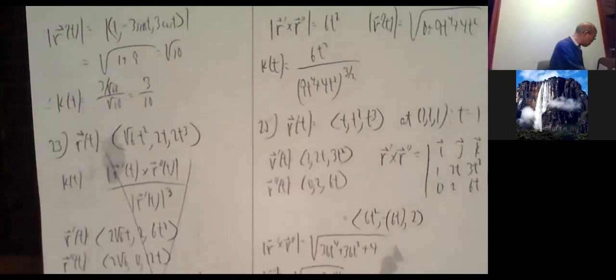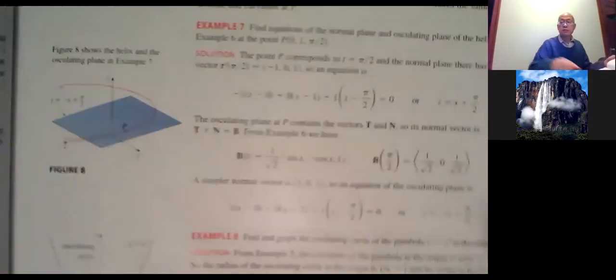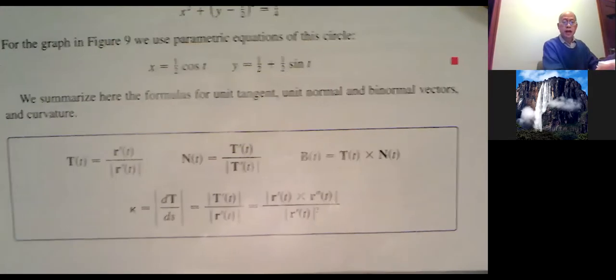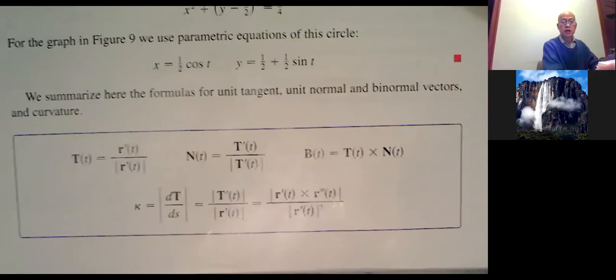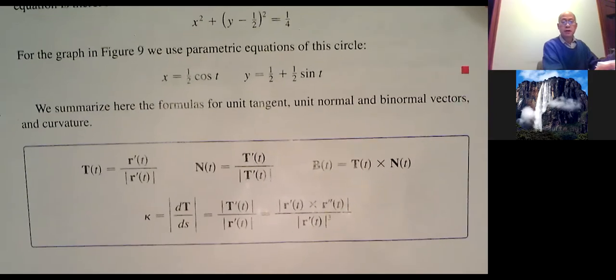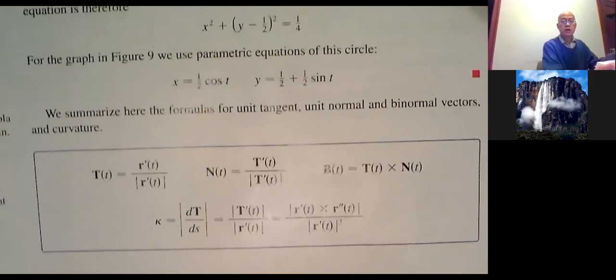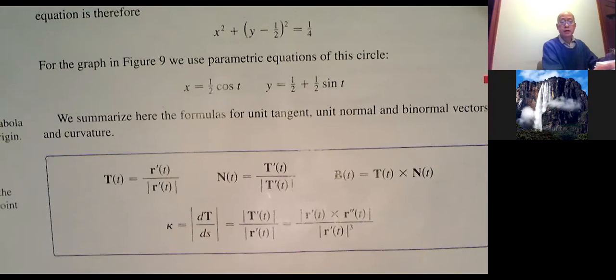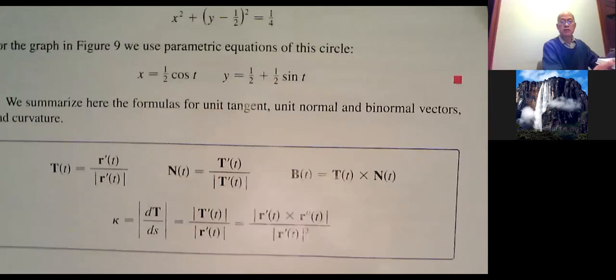Names of formulas. Well, we didn't really give names of the formulas. If you talk about these guys here: unit tangent vector, capital T, unit normal vector, N, and B is binormal. So tangent, normal, and binormal. And kappa is for curvature, if that's what you mean by that.